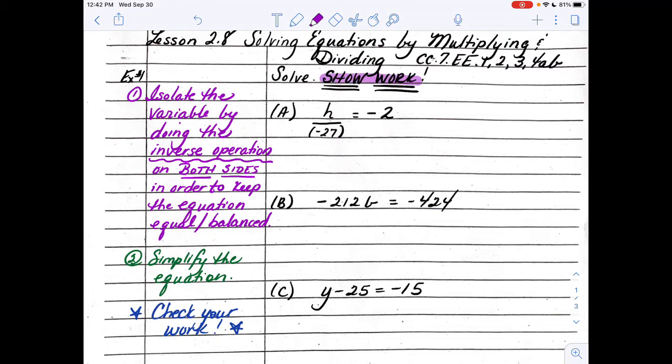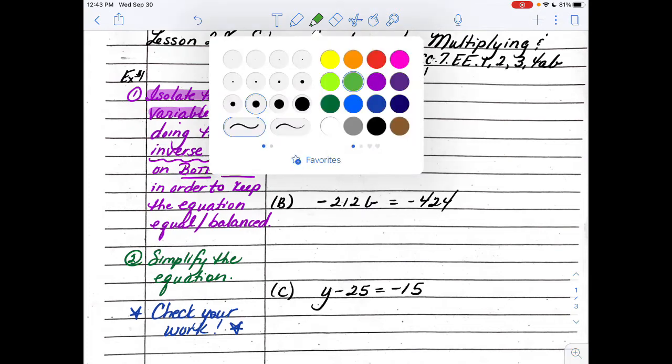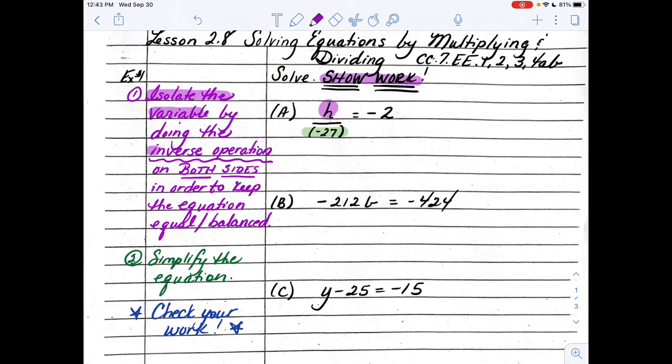Again, when you have an equation, and equation means you have an equal sign and you have a variable, then your job is to isolate that variable, to get that variable by itself. And you can see with this problem A, h is our variable. So we need to get that h all by itself, which means I've got to get rid of this negative 27 that's on the same side. The only way to get rid of that negative 27 is to do the inverse operation.